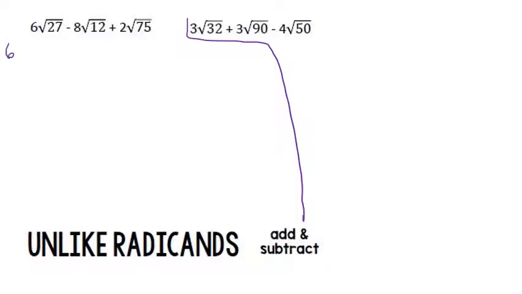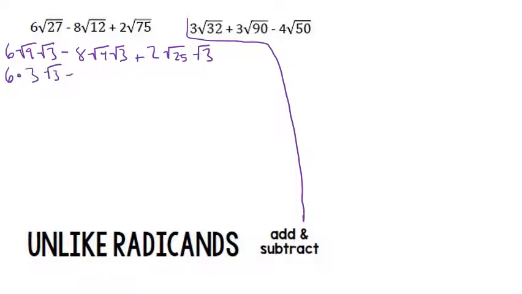So I've got a 6 root 27. Root 27 has a perfect square factor of 9. So root 9, root 3. I can break up root 12 as root 4, root 3. And I can break up 75 as root 25, root 3. The square root of 9 is 3. The square root of 4 is 2. The square root of 25 is 5. That's the only thing I did on that step.